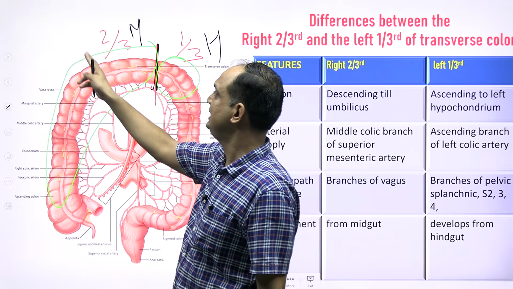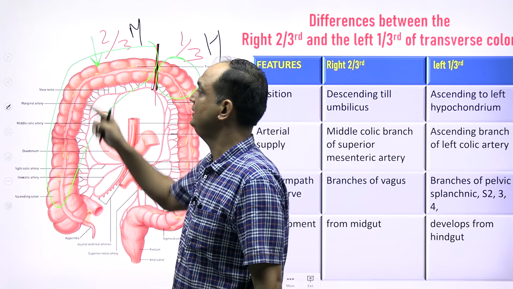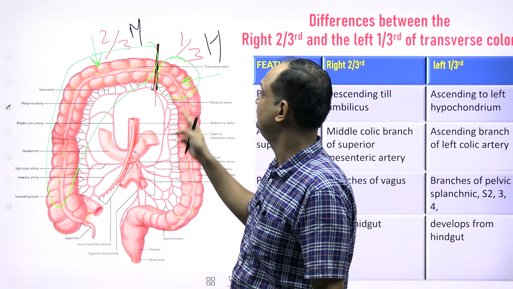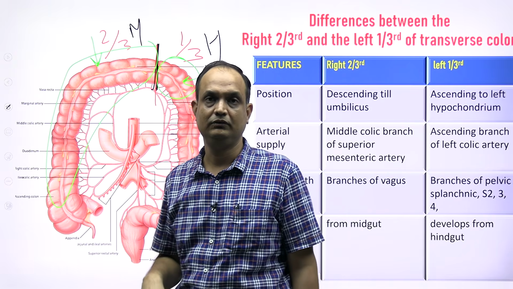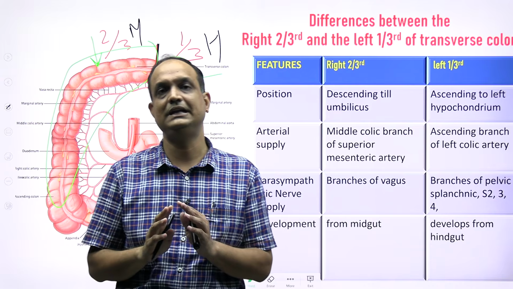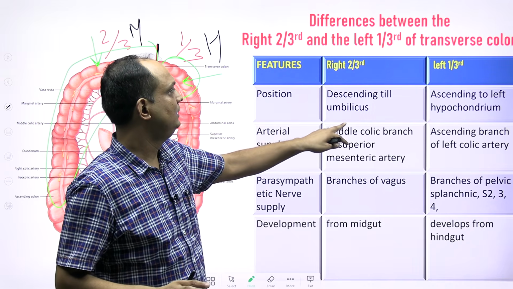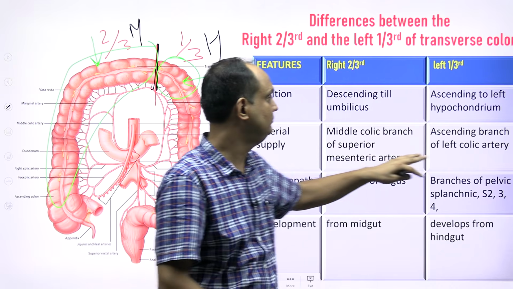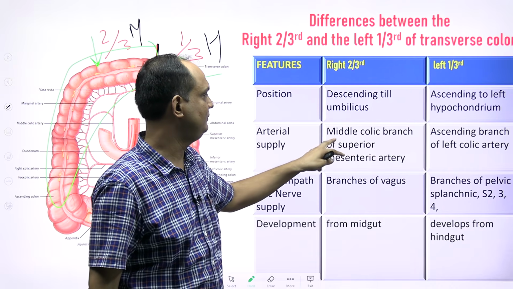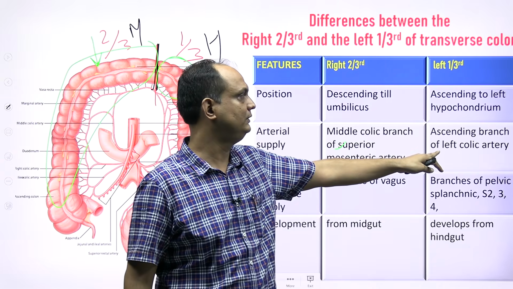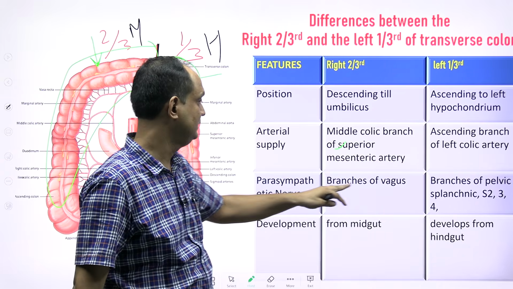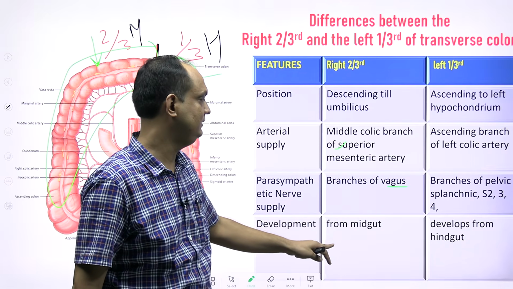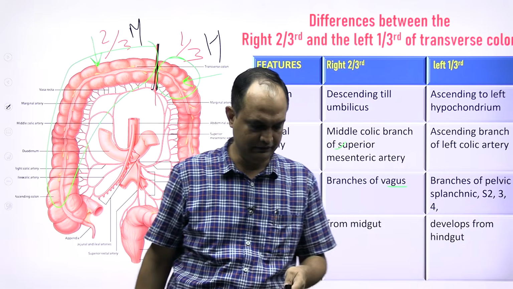The right portion has its nerve supply from the vagus nerve, and the left has its nerve supply from the pelvic splanchnic nerve. So these are the basic differences: the right 2/3 occupies the region till the umbilicus, the left 1/3 the left hypochondrium. The right 2/3 is supplied by the superior mesenteric artery, the left 1/3 by branches of the inferior mesenteric. The right 2/3 is supplied by the vagus nerve, the left by the pelvic splanchnic nerve. The right is a derivative of midgut and the left a derivative of hindgut.